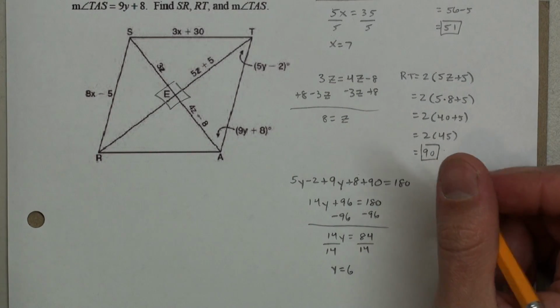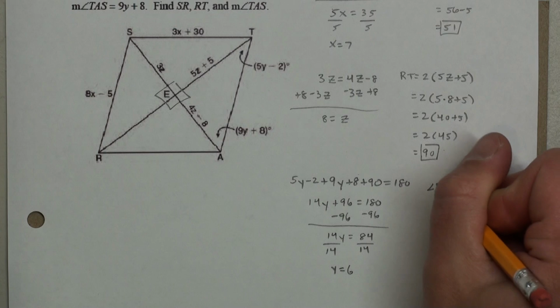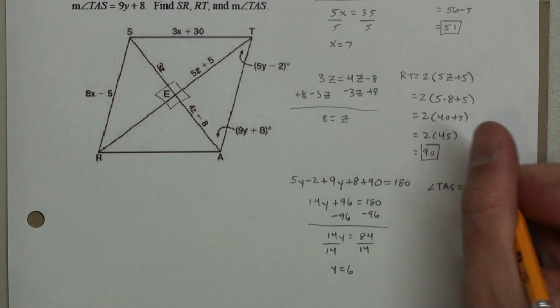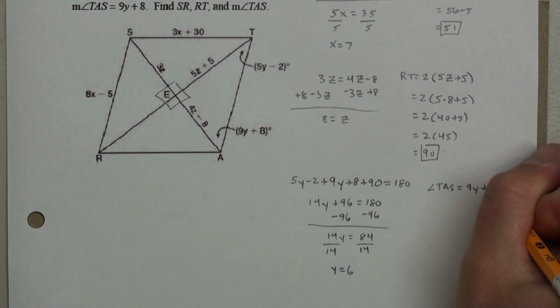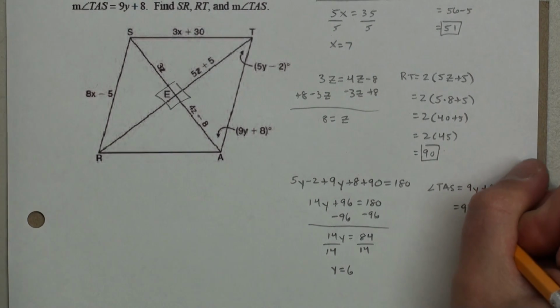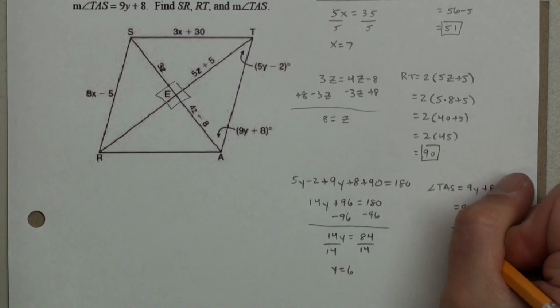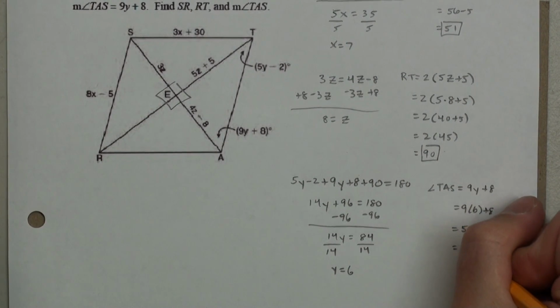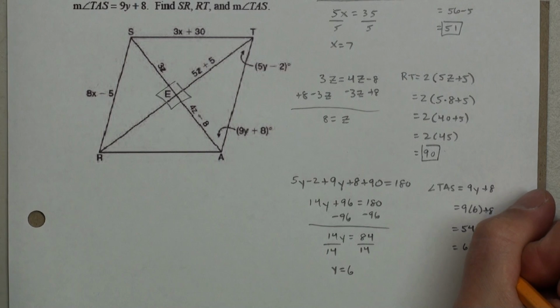So then angle TAS is 9y plus 8. 9 times 6 plus 8. 54 plus 8. 62 degrees.